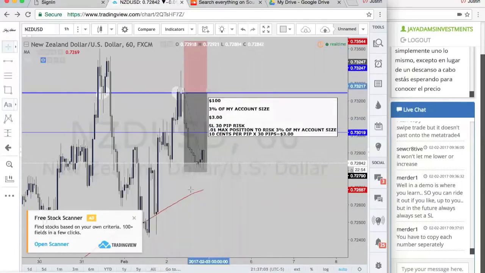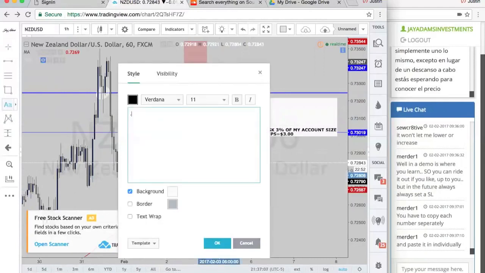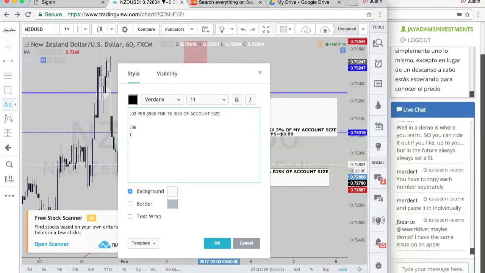Now let's say SwipeTrade said 0.02 per 500 for 1% risk of account size. Well, in your eyes, if you want to risk 3%, 5%, 0.02 is 1%, so 3% is what? 0.06, correct? So you can do that multiple different ways. You can twin trade, have a 0.03 and a 0.03, or you can have just one position at 0.06.